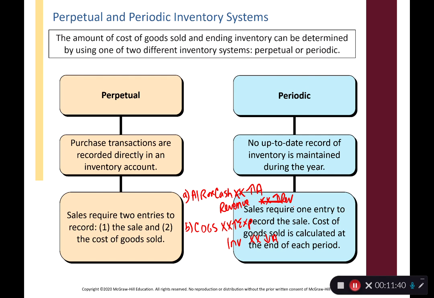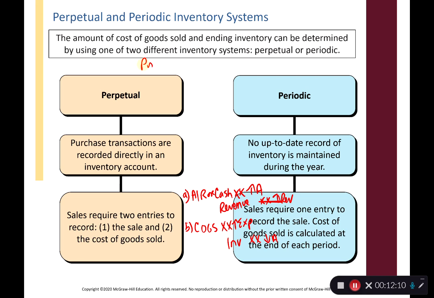In a periodic system, we don't keep inventory up to date. Instead, when we record the sale, we just do part A, and part B doesn't get recorded. Instead, we wait till the end of the period, and we periodically count the inventory on hand, and we assume that everything that's gone must have been sold, and then we record an adjustment for cost of goods sold. When we do journal entries in this class, we're going to focus on the perpetual method, which involves these two entries to record the sale.